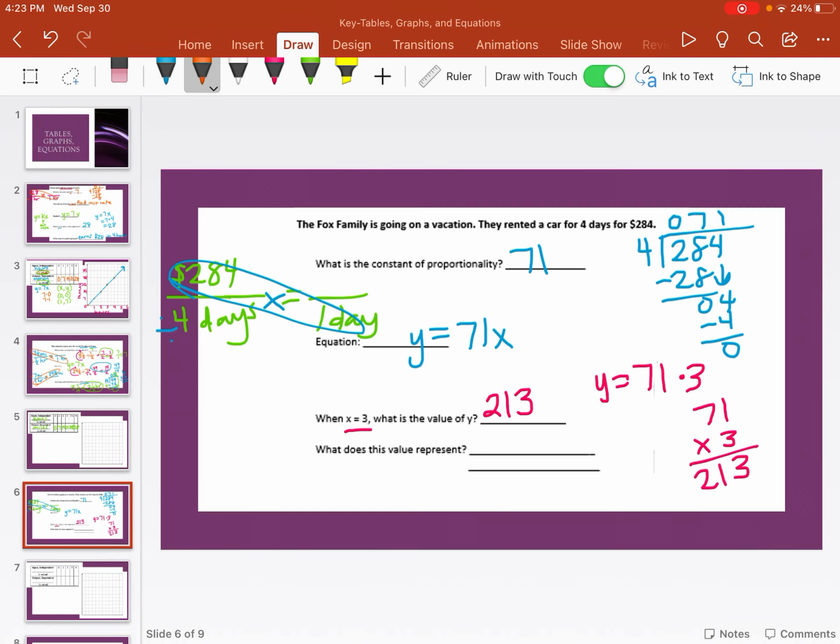And then finally it's asking, well, what does that represent? So remember, go back to the original problem. They're talking about for 4 days it's $284. So here this is saying for 3 days it costs $213. Okay, go back and think about what the units are.